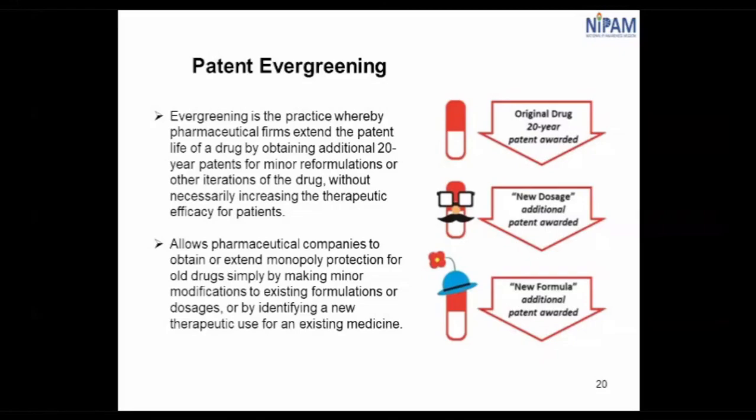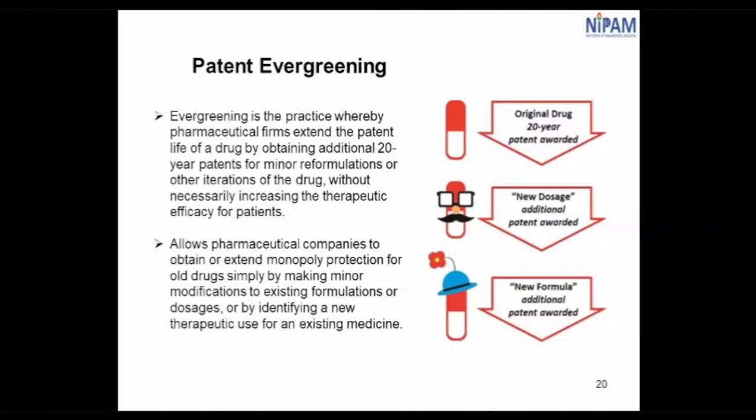So that if one company has a monopoly, it can decide the price. But if different companies produce the same product, it will bring down the price. And for a developing country like India, where there are a lot of poor people, the important thing is that life-saving products are available at a low price. In the US, it is not like that. So patent evergreening is when a pharmaceutical company gets a patent for 20 years, like in the case of fever, and the 20 years are completed.